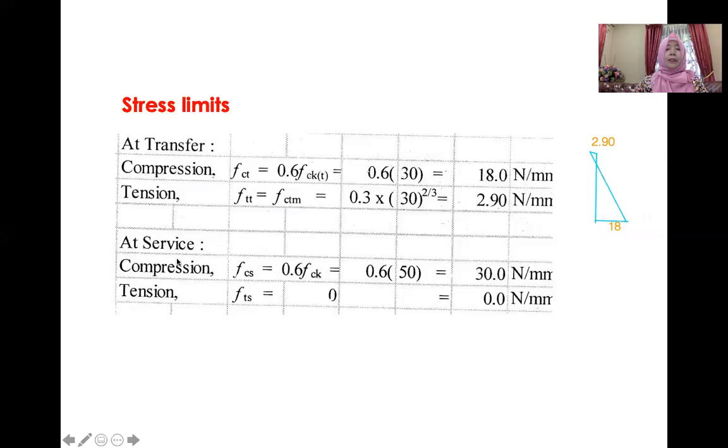For the service, remember the bottom part must be 0 because tension is not allowed. So the bottom must be 0 and the top must be positive. Remember here? So we got 30 here and the bottom is 0. Okay, that is the limit. At least the limit must be as shown or calculated here.